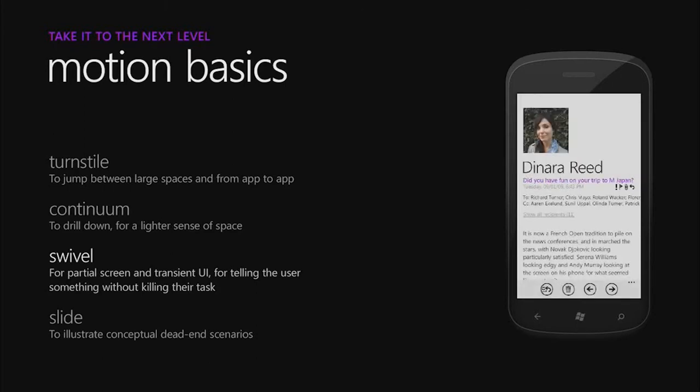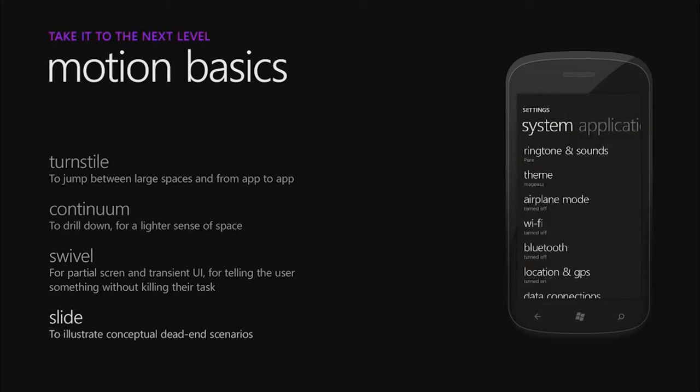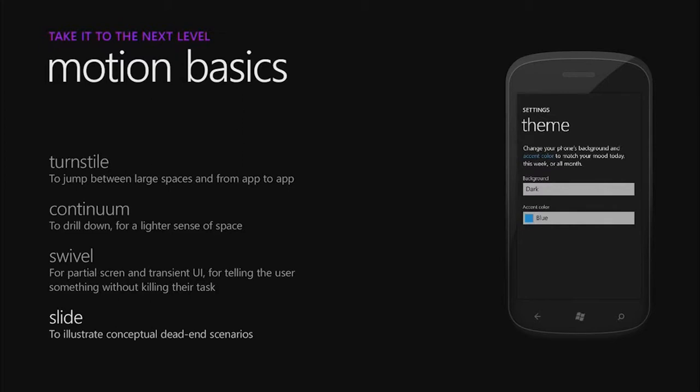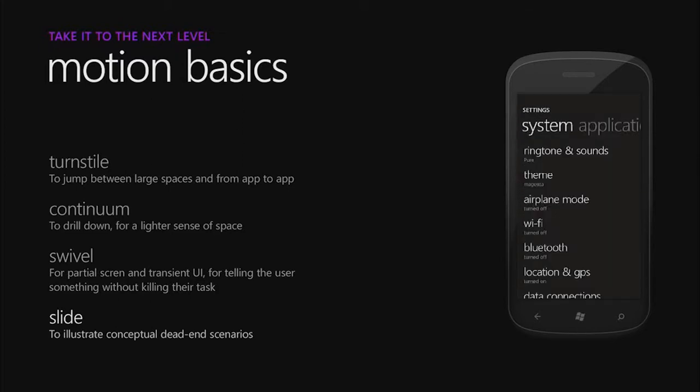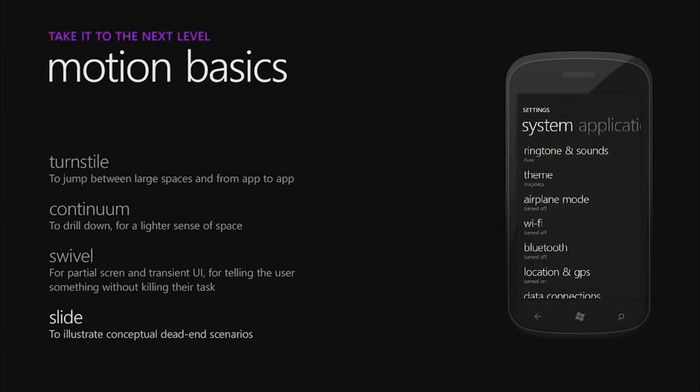Next and last, dead end full page screens, a slide. When you click on something, the menu slides up. There's nothing beyond that. But just that screen, you can select it and go back, but it basically just slides into place. It's supposed to just feel like it's overlaying the previous content.